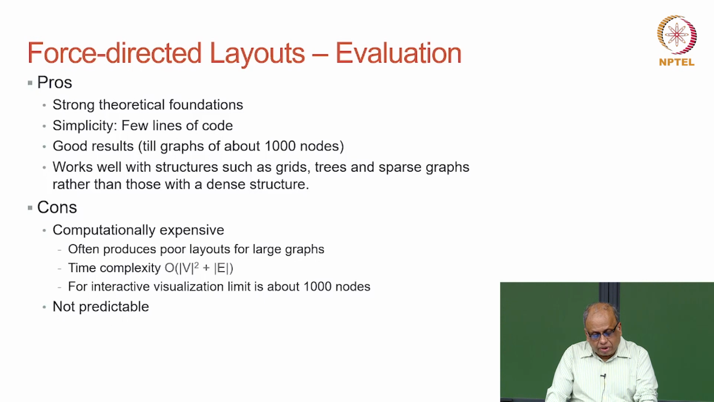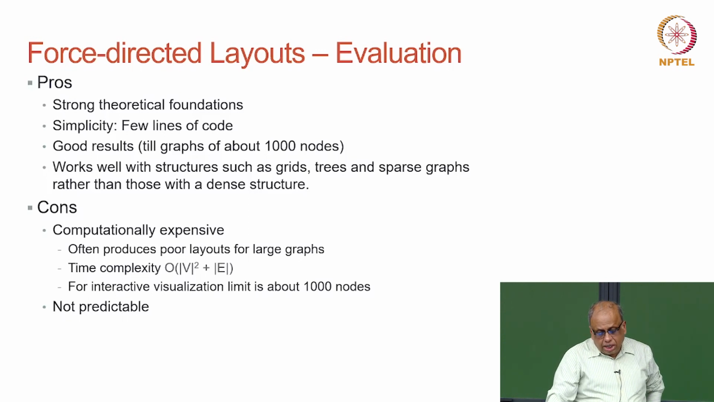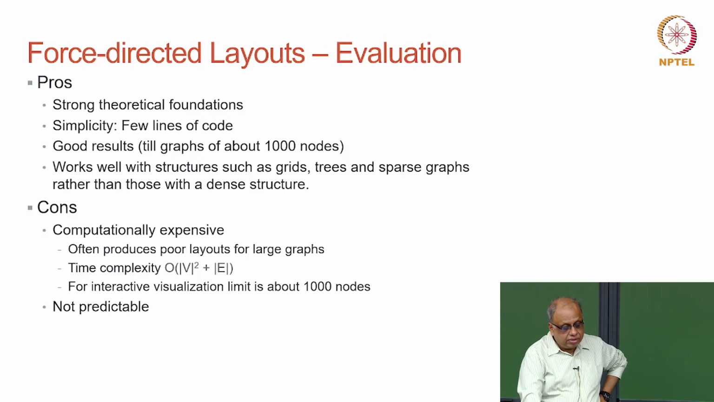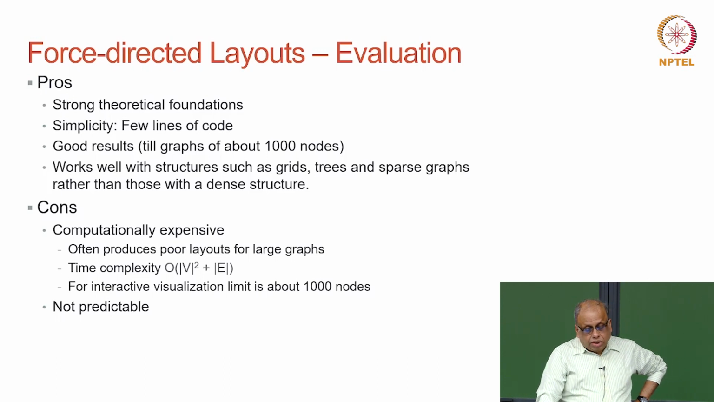Okay, but the disadvantage is they are computationally expensive and often produce poor layouts for large graphs. So different algorithms have different time complexity, but overall their order is order V squared plus E. Okay. For interactive visualization, the limit is about 1,000 nodes. Okay. So up to 1,000 nodes they will work well. So you know what the complexity of the algorithm is. Okay. One more disadvantage of these force-directed layouts is that these algorithms are not predictable.